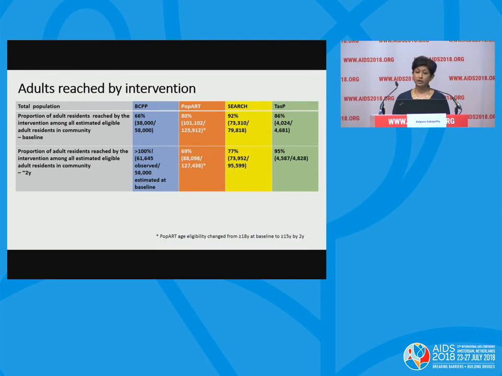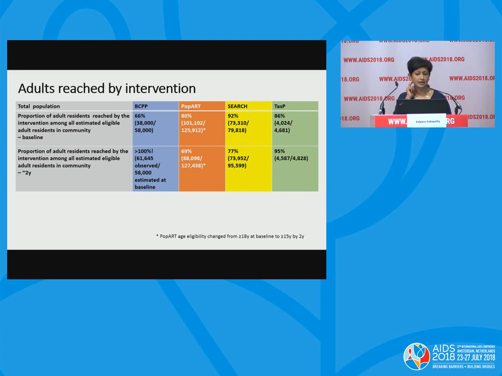So when we look at the adults reached by the intervention, bearing in mind this is provisional programmatic intervention delivery data, we're looking at the proportion of adult residents reached by the intervention among all estimated eligible adults living in the community. As we can see, the underlying population sizes, the denominators, varied, and at baseline, the population proportions ranged from 62% to 92%.